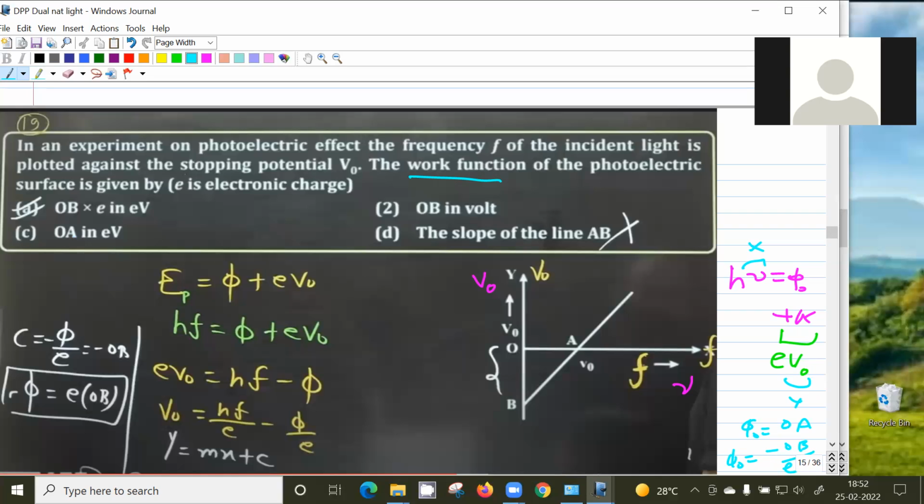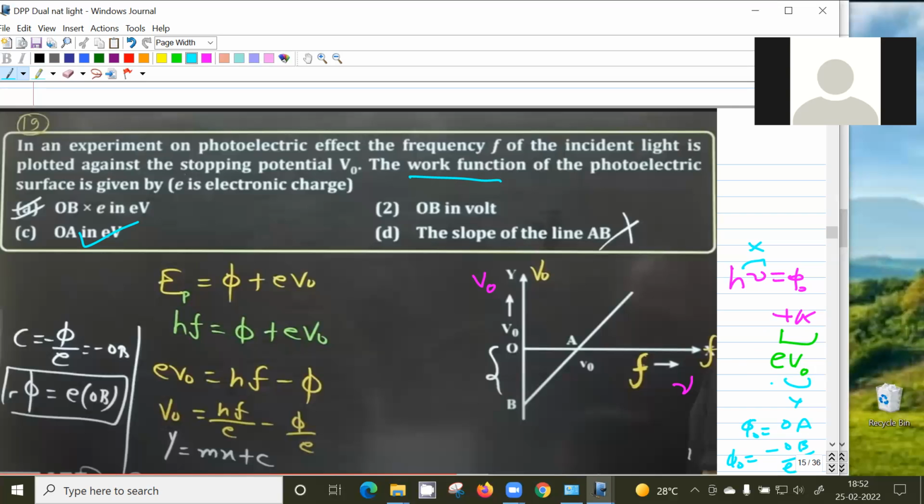Okay, according to the third option, this one, C. Got it, no? Okay. Either it is h nu equal to phi naught plus K, and in this stopping voltage condition, this kinetic energy will be suppressed by this stopping voltage. So kinetic energy will become equal to E into V naught.